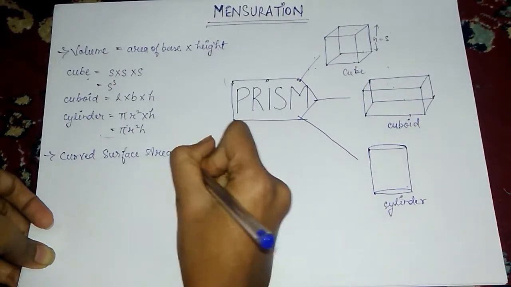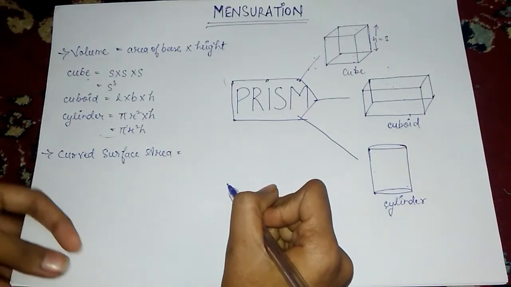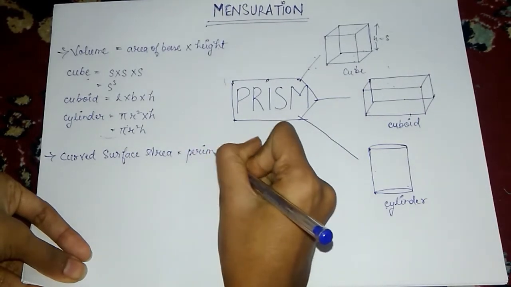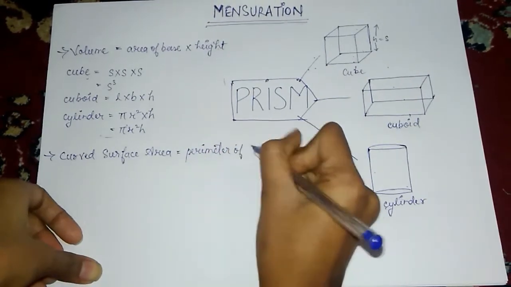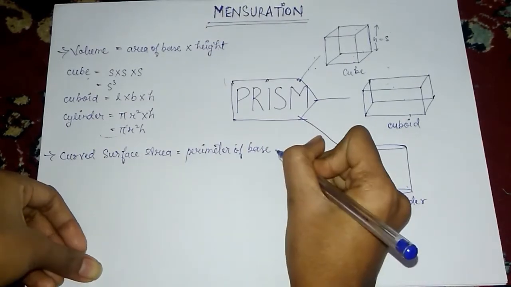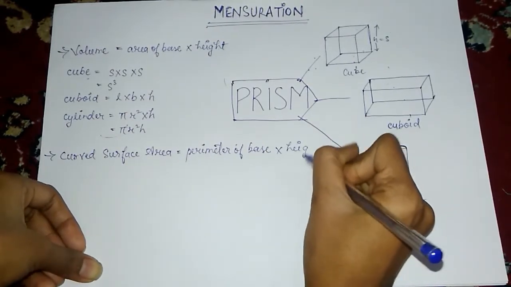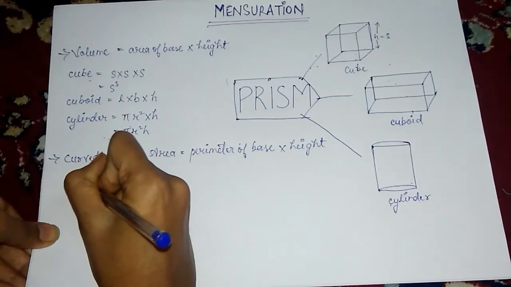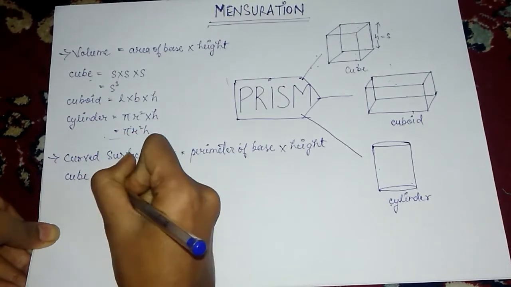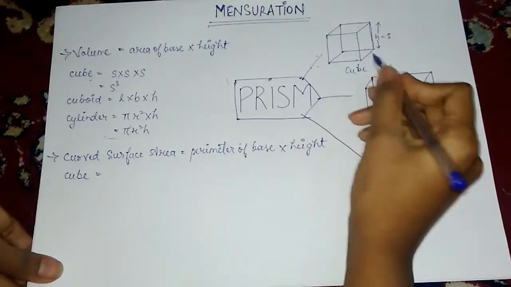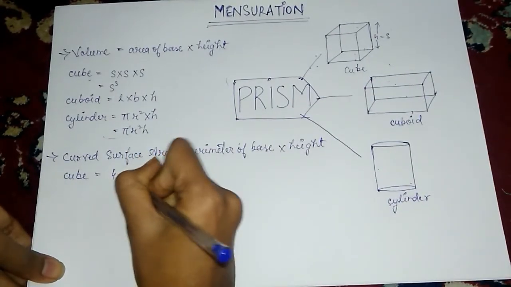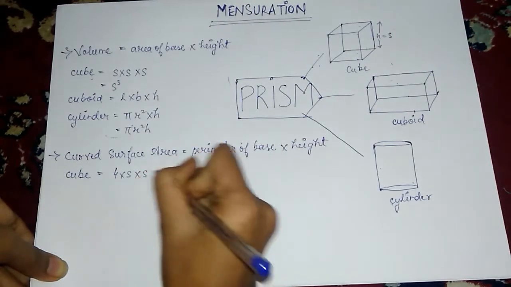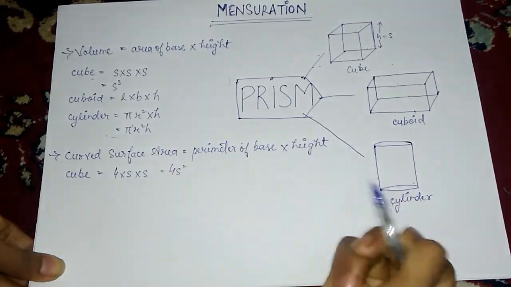So as in the case of volume, there's a base formula for curved surface area, and that is perimeter of base into height. Okay, so using this base formula, we can find the curved surface area of a cube. Perimeter of base, that means perimeter of square, which is 4 into side. Since s is equal to h in case of cube, so into s, so 4 side square.